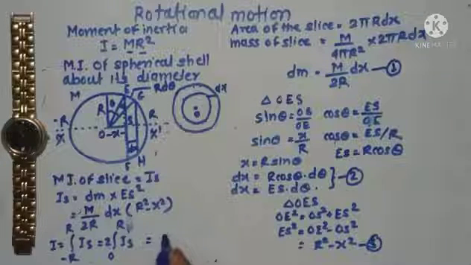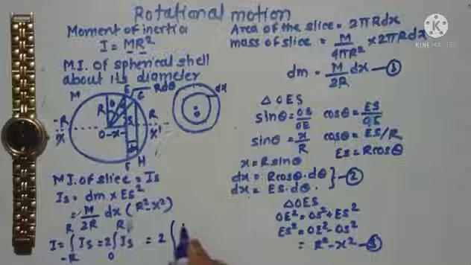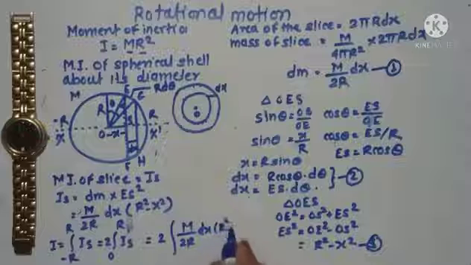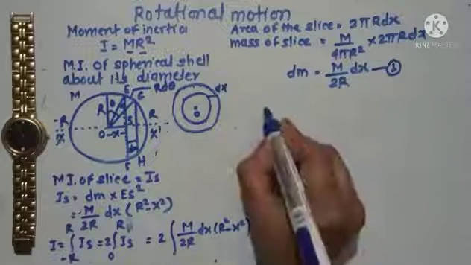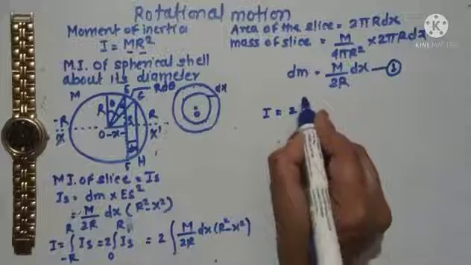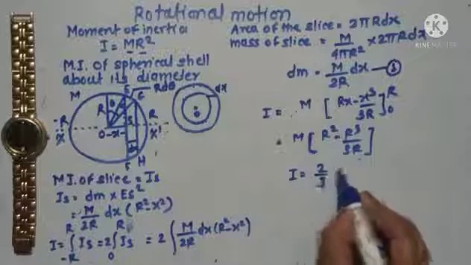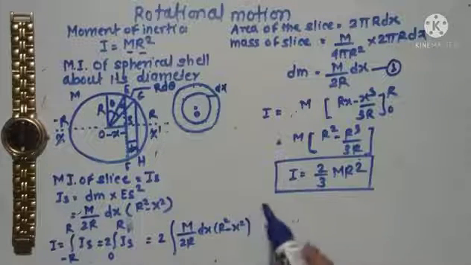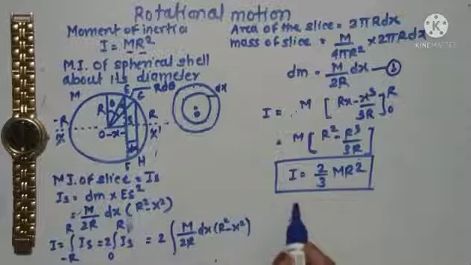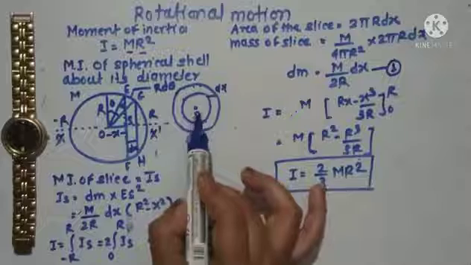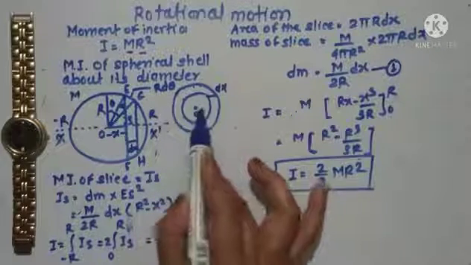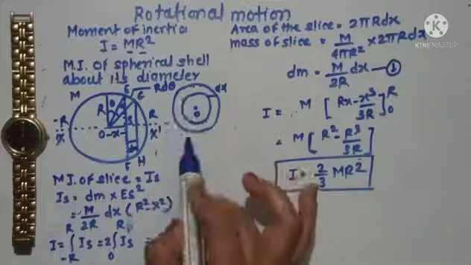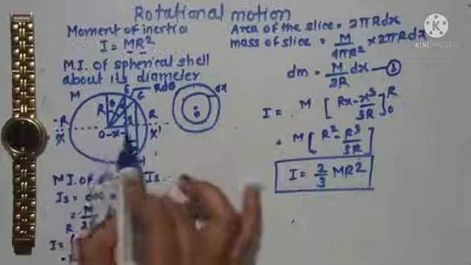So let us integrate this whole term. It will be 2 into the integration of m upon 2r dx into r square minus x square. So I is equal to 2 by 3 m r square. So if you want to calculate the moment of inertia of any rigid body, you just have to make a thin slice of it, take the moment of inertia of that thin slice about the given axis of rotation, and then integrate the term to get the moment of inertia of the whole body.